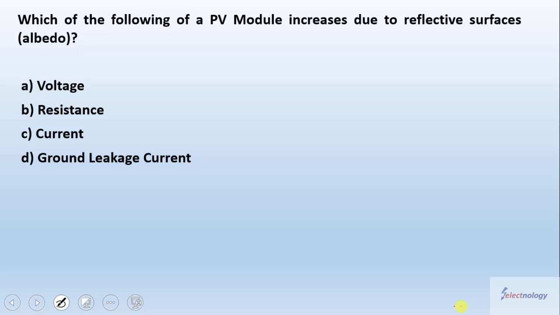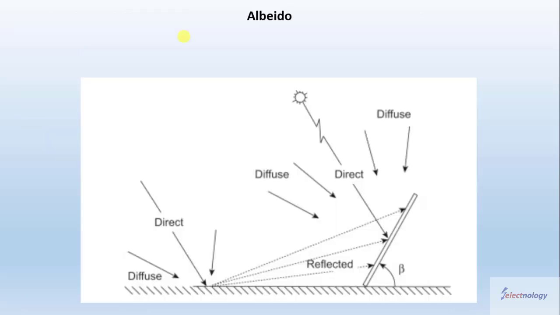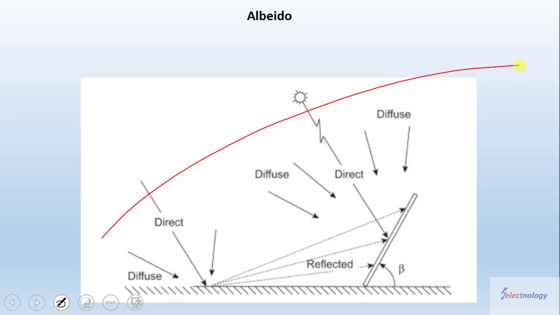Okay, let's first see what's albedo or reflection from the surfaces. Here we have a typical picture showing the sun rays being received by the PV module. Now let's assume we have an atmospheric layer like this. Sun rays are crossing this atmospheric layer.